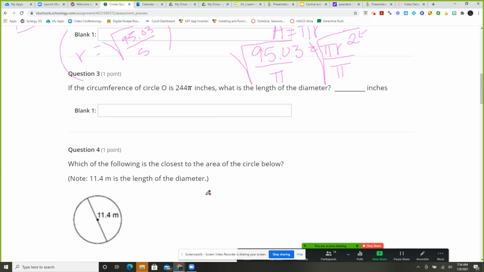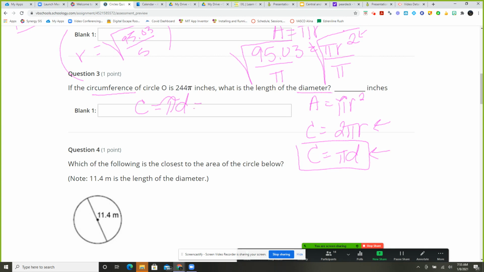Question number 3 is always a low question, and I'm always surprised by it. So what relates the circumference and the diameter? I know that area equals pi r squared, and circumference equals 2 pi r. Circumference also equals pi d. So if you don't remember this formula, you can use this one, but this one is a lot easier to use in this case.